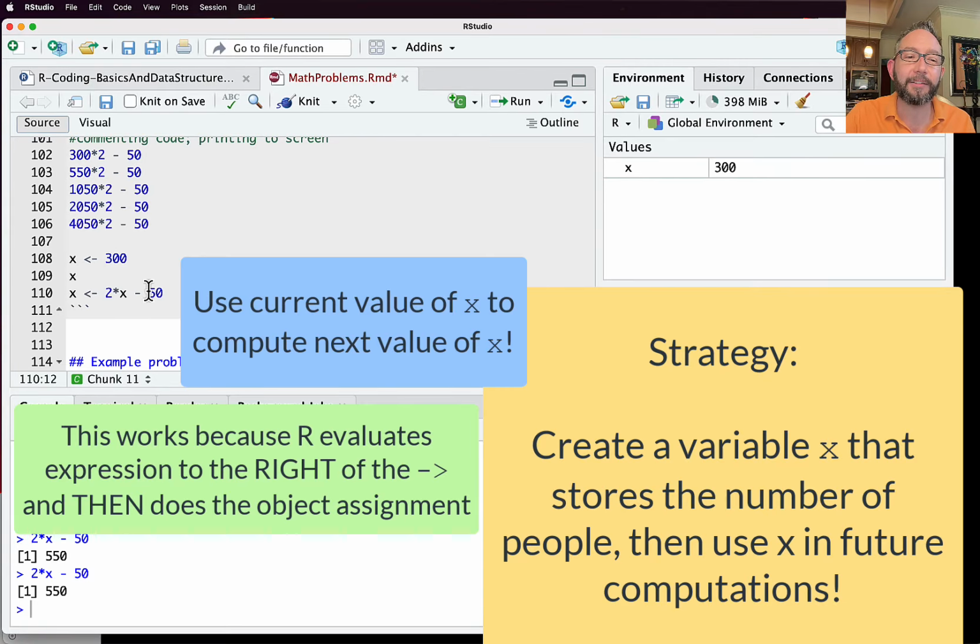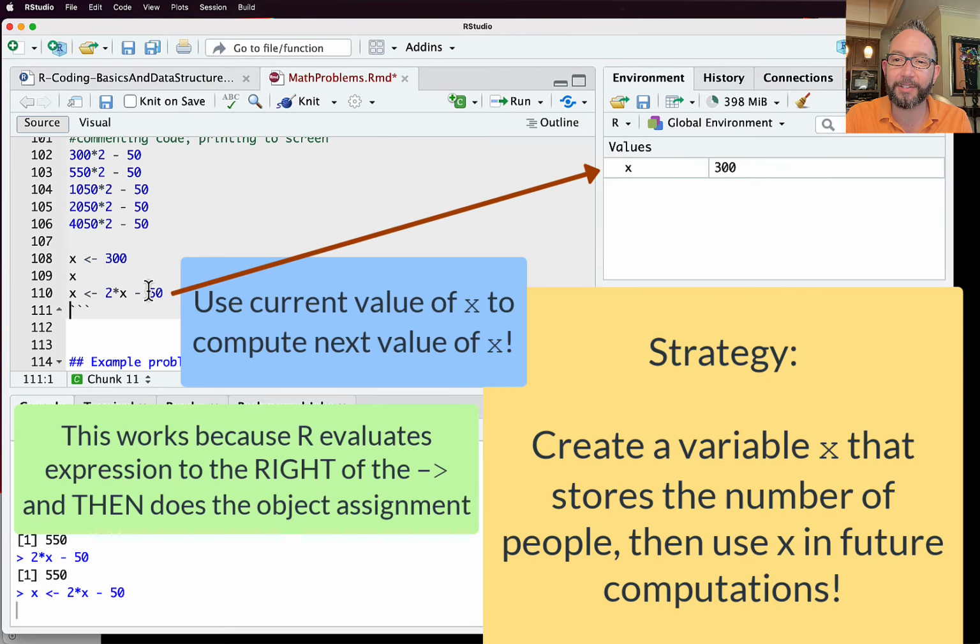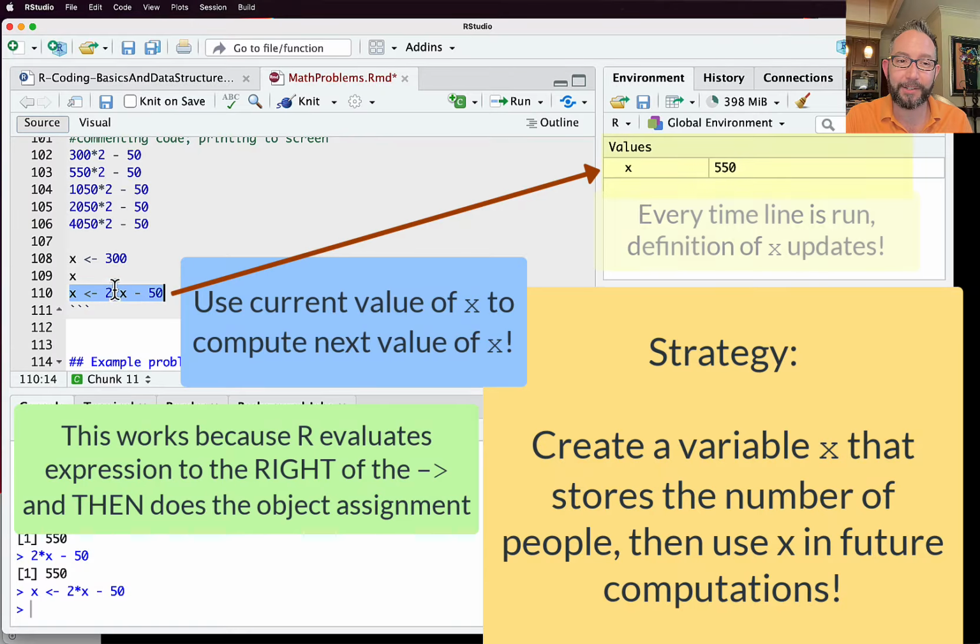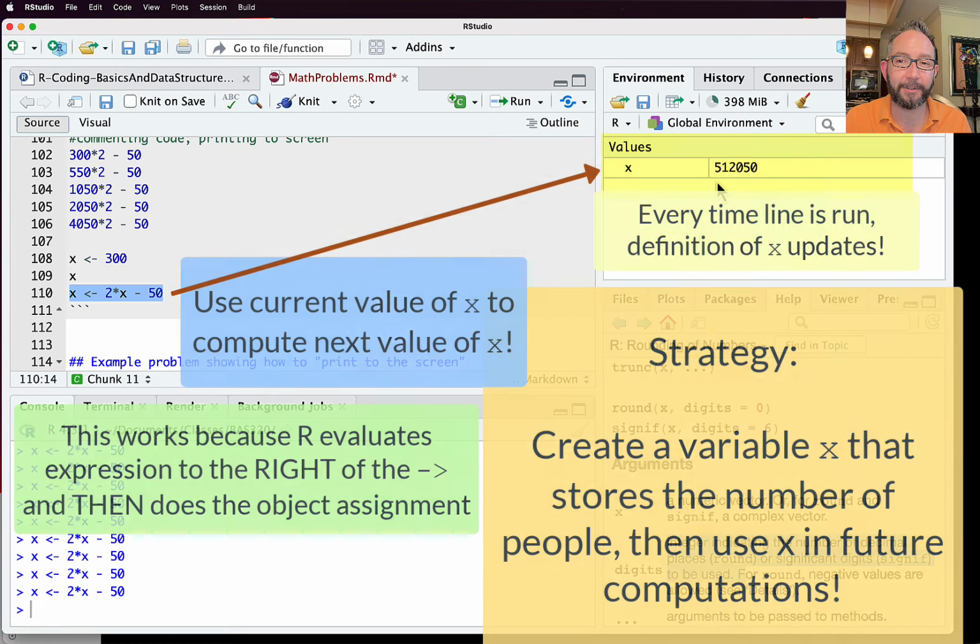If I run the entire line, if I redefine x to be this, I'll see it being updated in the global environment. So that's after day 2. If I run this line once again, it's going to take the current value of x, 550, multiply by 2, subtract 50 out. We see x gets updated in the global environment. And I can actually just keep on running this command to see what it would look like after 5 days, 6, 7, 8, 9, 10, 11, 12. I could actually keep doing this.